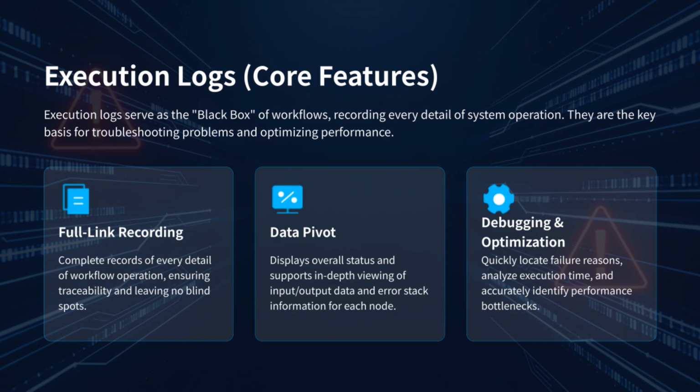Full link recording, logs every part of the workflow from start to finish, no blind spots. This allows you to trace exactly where a problem occurred. Data pivot, displays the overall status of the workflow and lets you dive deep into the input and output data for every node. If a node fails, you can check the error stack, the detailed error message, to understand why.